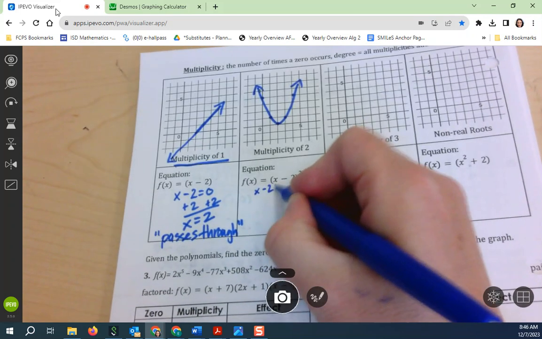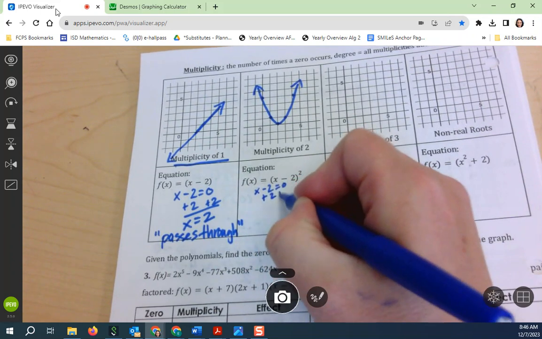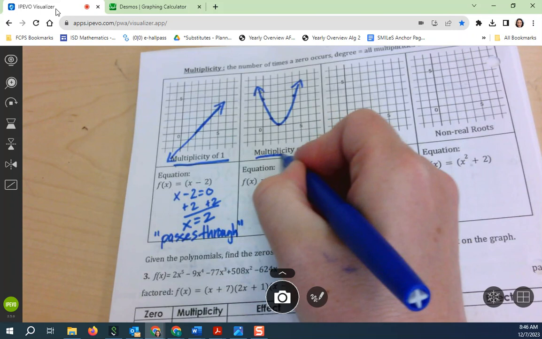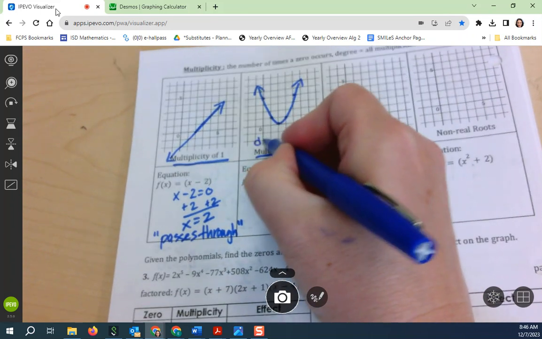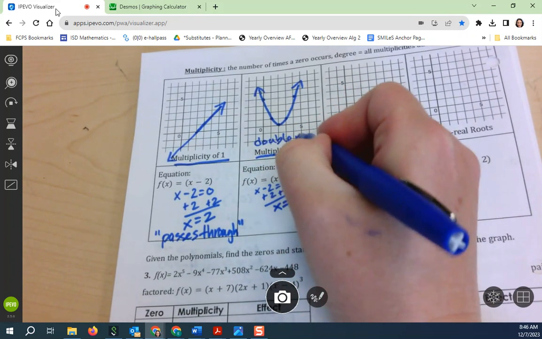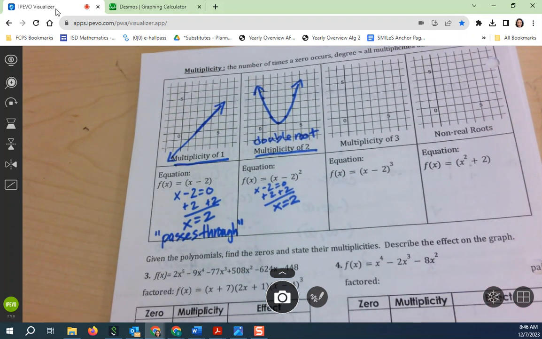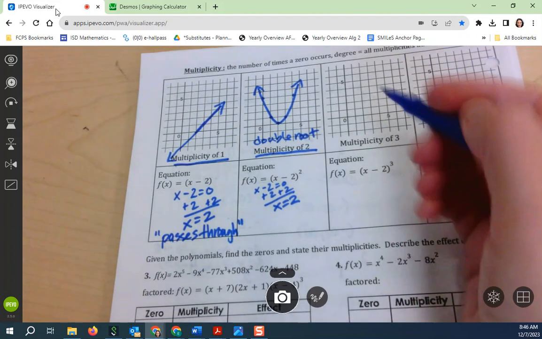You still solve it the same way. There's nothing different. X equals 2, though, is now called a double root. Means you have multiplicity of 2. And when you see that on a graph, instead of seeing it pass through the graph at that point, you're going to see it bounce off the x-axis.